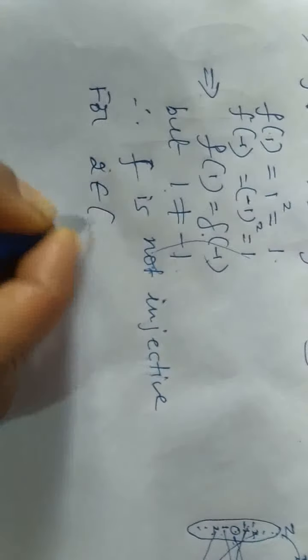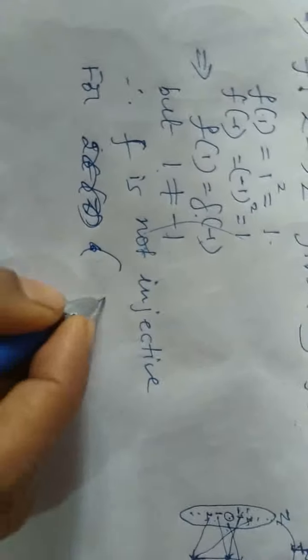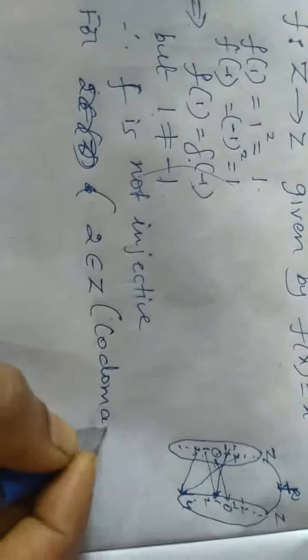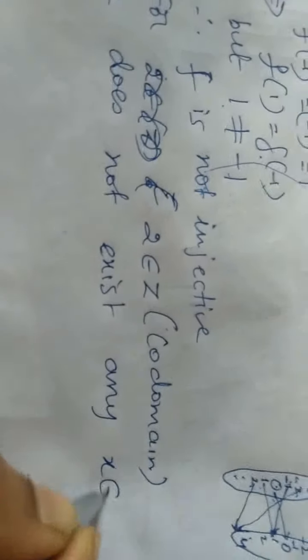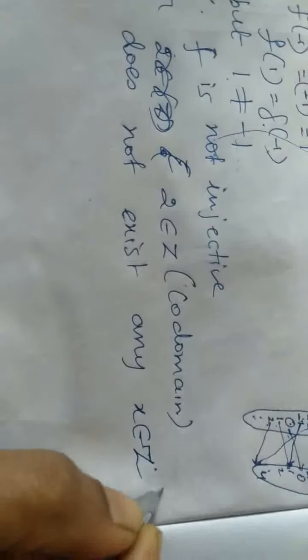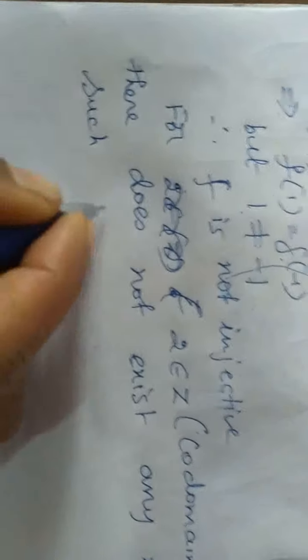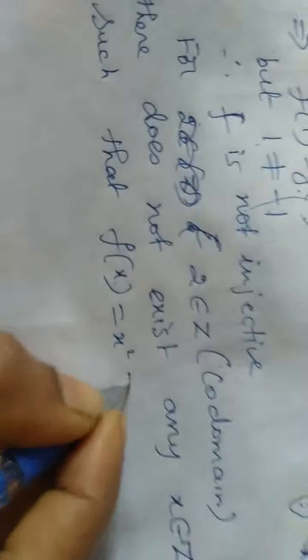For 2 belongs to Z, your codomain, there does not exist any x belongs to Z, your domain, such that f of x is equal to x square is equal to 2.